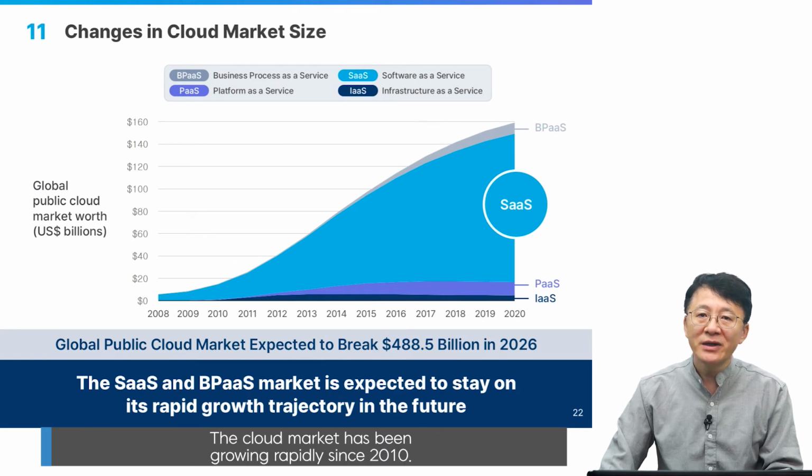The cloud market has been growing rapidly since 2010. In particular, the growth of the SaaS market is explosive, and the PaaS and the IaaS markets have grown too, albeit slowly. We should note that the BPaaS, which means Business Process as a Service, market is expected to grow very rapidly in the near future.